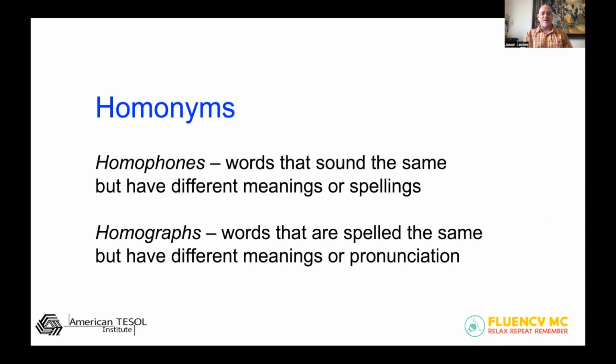They have the same spelling. They're written the same way. Graph is writing. Phone is sound. There you go. Now, if you're like, well, I never heard of homographs. I just heard of homonyms. Then you're probably, when you think of a homonym, you're thinking of a homophone. And this is where it can get confusing. So a homonym, right, can be either a homophone is a homonym and a homograph is a homonym.